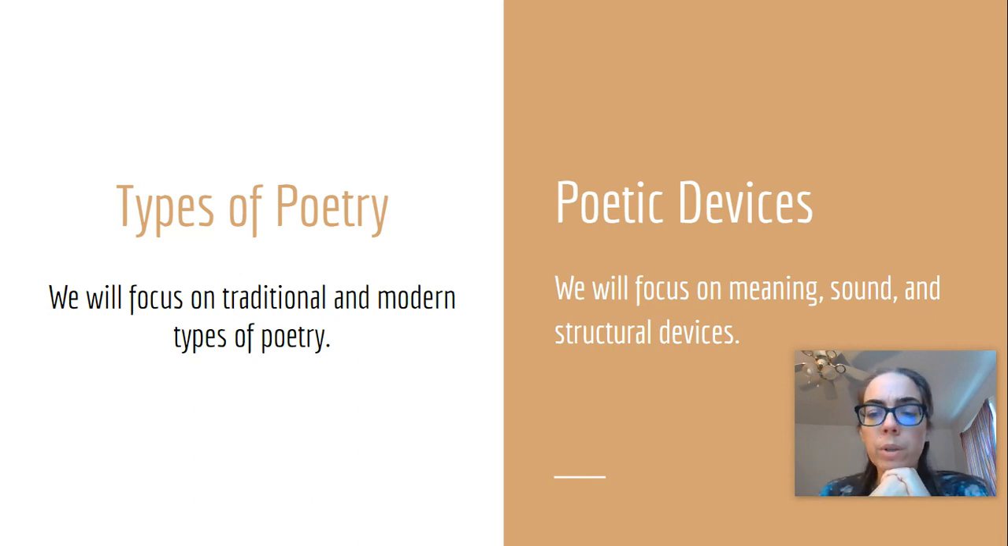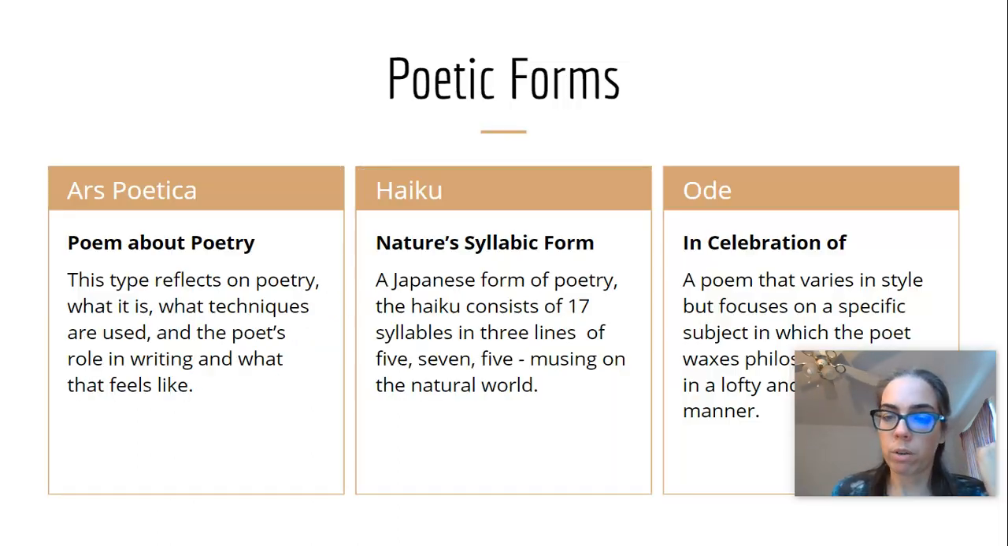We're also going to talk about the devices, and we're going to do three different ones: meaning, sound, and structure devices. Each category adds something different to the poem, in a different way. So we are going to discuss that.